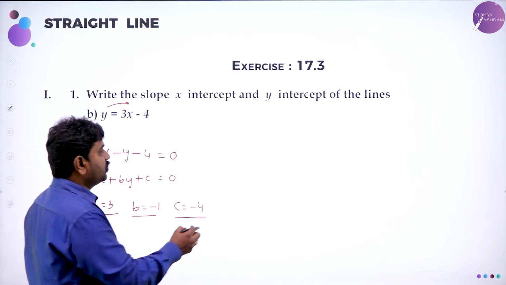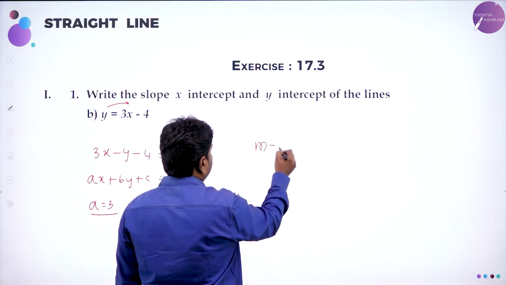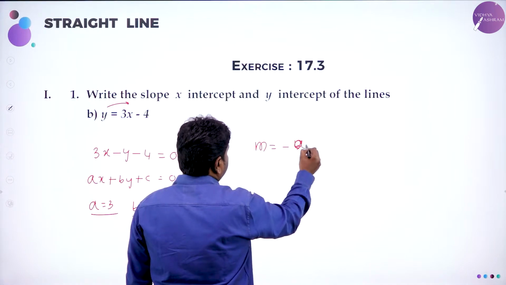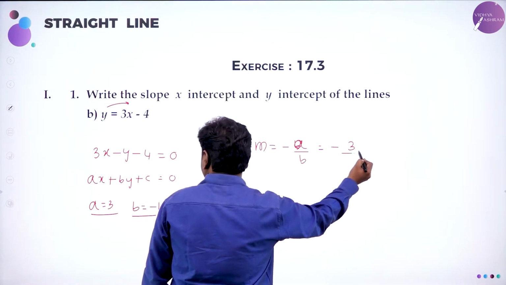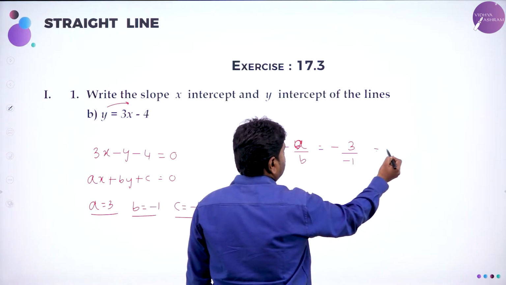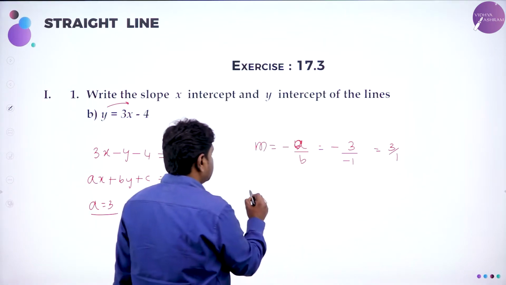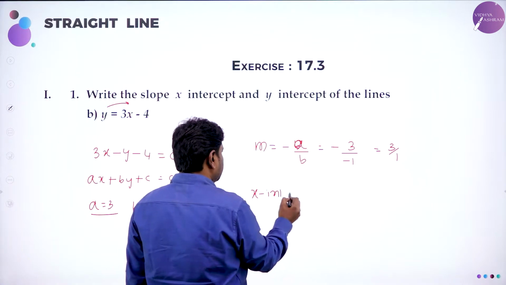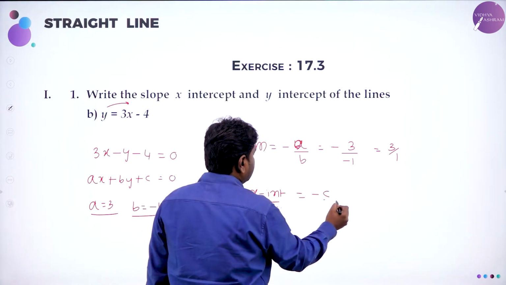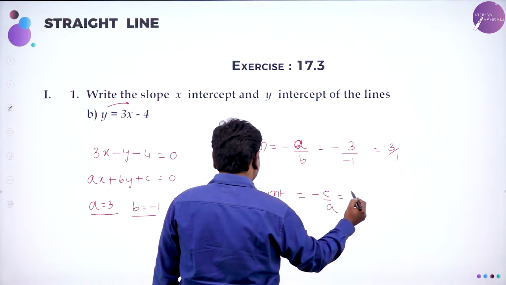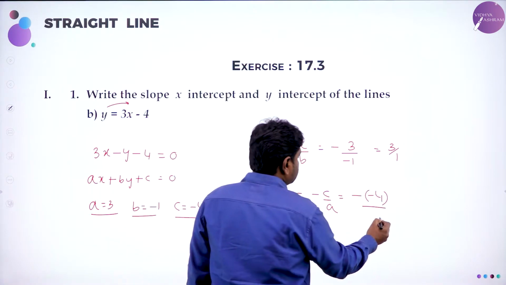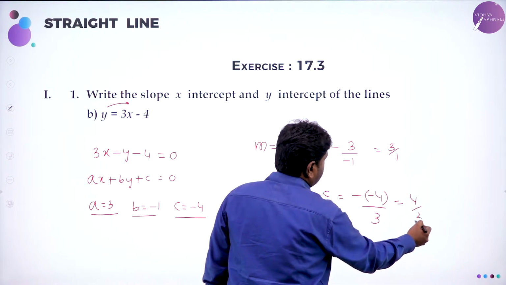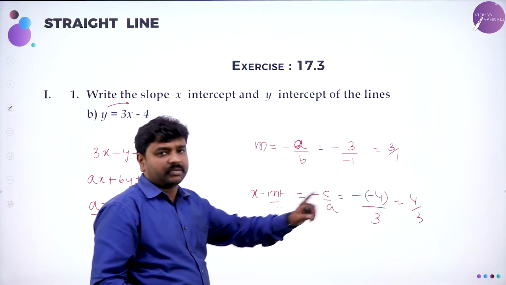Now they want slope. What is slope? M. M is what? Minus a by b. Minus a by b, that is minus, what is a value? 3 divided by minus 1, it will be 3 by 1. And x-intercept. So x-intercept is minus c by a. That is minus c means minus of minus 4 divided by a. A is 3, so it will be 4 by 3. And you can write it in the form of point 4 by 3 comma 0.